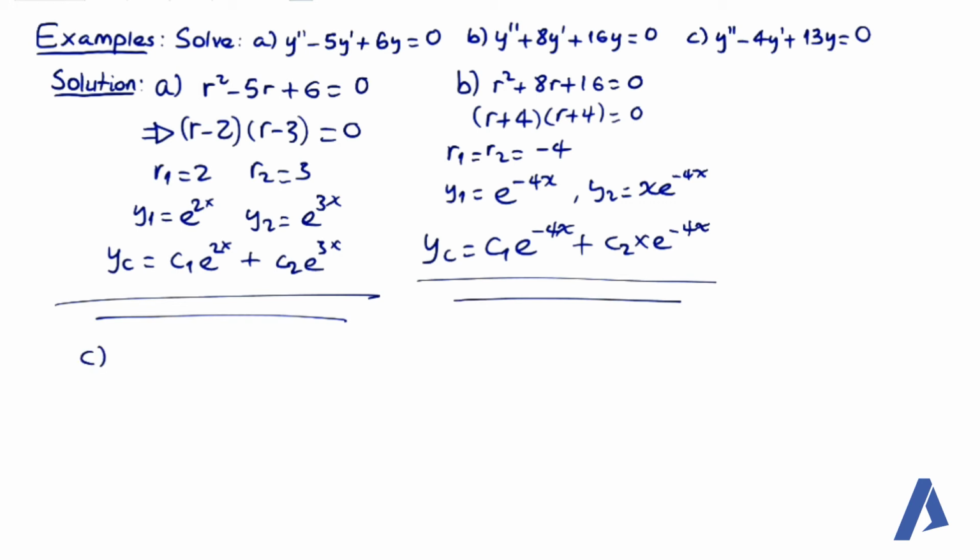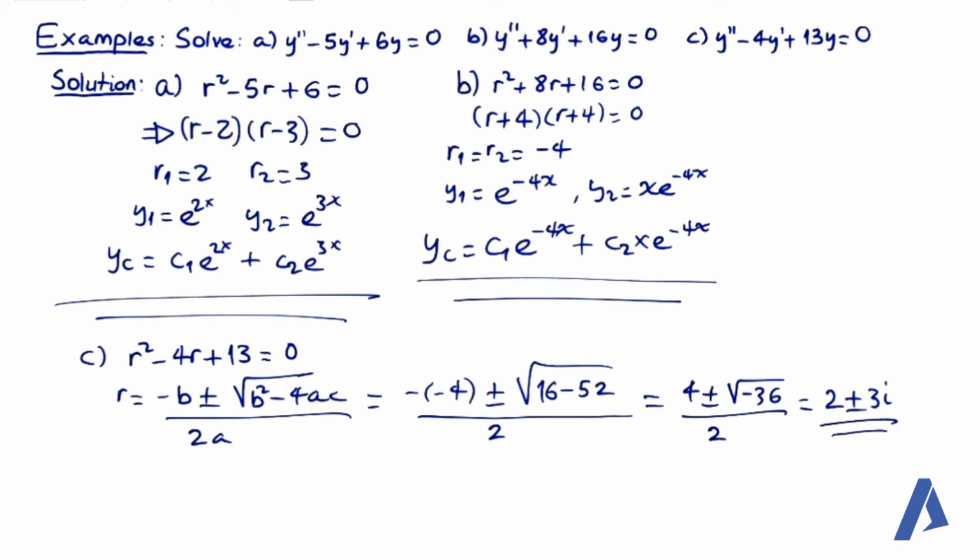ለሶስተኛውም similarly auxiliary equation እናወጣለን which is r square minus 4r plus 13 is equal to 0. ይህን ፋክተራይዝ ከምናደርግ ያው ፋክተራይዝ ለማድረግ ብንሞክር ቁጥር አይመጣልንም። ስለዚህ ምን እናደርጋለን ዳይሬክትሊ ፎርሙላው መጠቀም እንችላለን which is minus b plus or minus the square root of b square minus 4ac over 2a ማለትም a is equal to 1 b is equal to minus 4 and c is equal to 13.